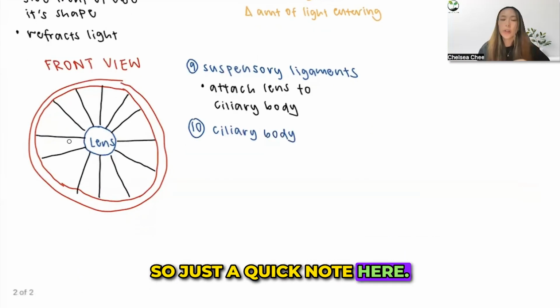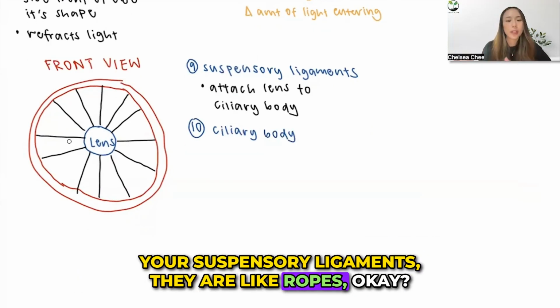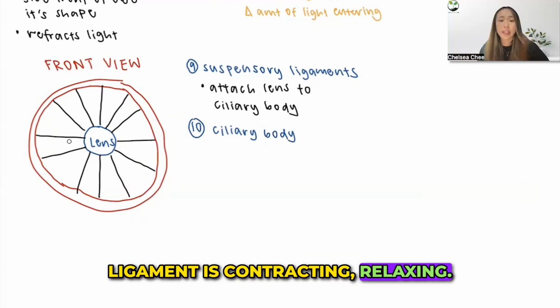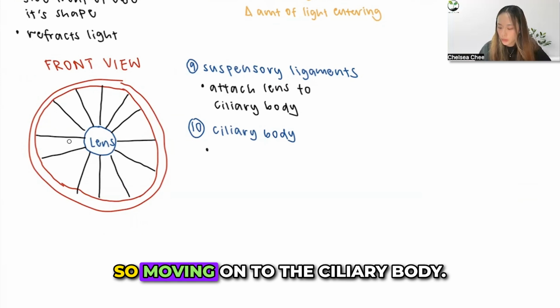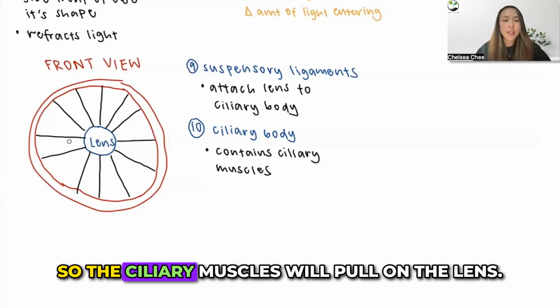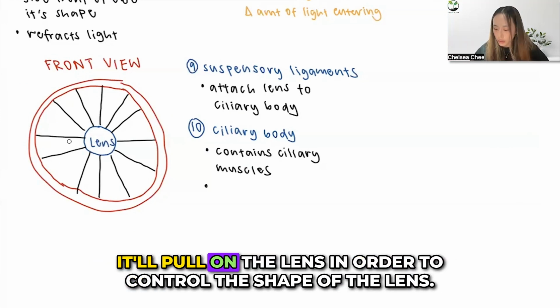So just a quick note here, your suspensory ligaments are like ropes. They are not muscles. So you cannot write that your suspensory ligament is contracting or relaxing. That's not correct. Moving on to the ciliary body, it contains ciliary muscles. The ciliary muscles will pull on the lens in order to control the shape of the lens.